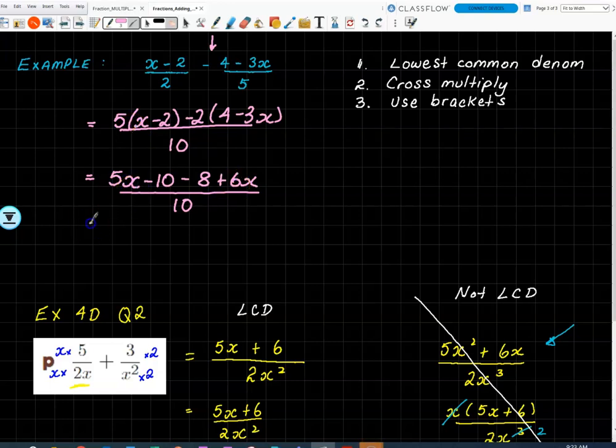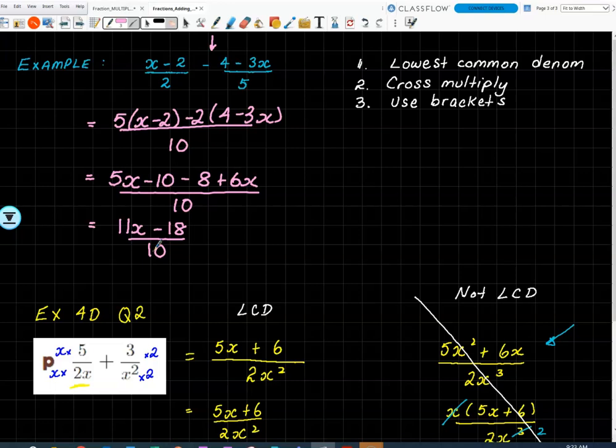Are you able to gather like terms? Of course you can. 5x plus 6x is 11x. Minus 10 take 8 is minus 18. There's no question even now that you can't cancel that any further. Sorry, boring you. Capiche? Hello?